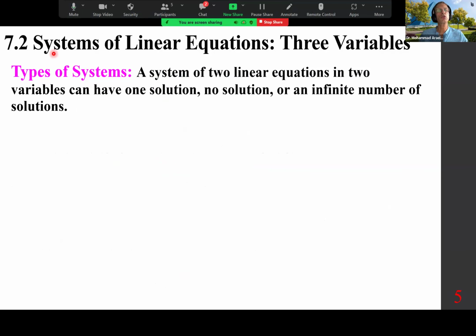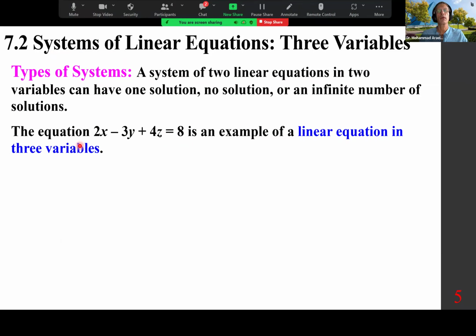Now, section 7.2, systems of linear equations in 3 variables. Types of systems. A system of 2 linear equations in 2 variables can have one solution, no solution, or an infinite number of solutions. The same thing goes with 3 variables. The equation 2x minus 3y plus 4z equals 8 is an example of a linear equation in 3 variables.